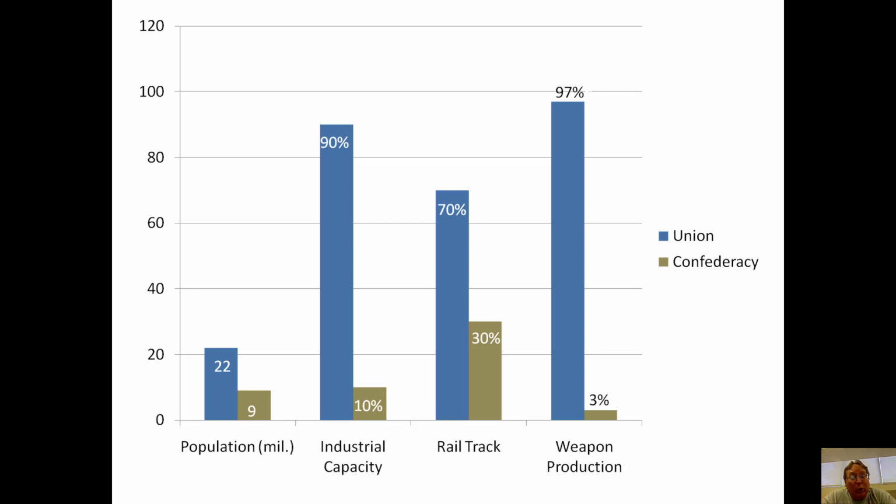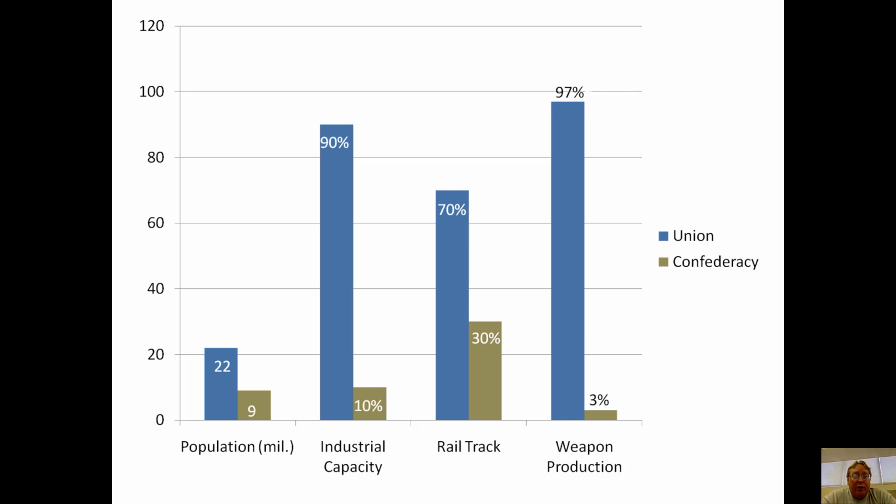Weapon production, something critical in a war. 97% of all weapons production is in the North, right? That's where the factories are. That's where they make the guns, the cannons, the ships, right? That's where it all takes place. The South has very little of all of that. So if you're somebody that supports the Union, supports the federal government here, you think, hey, we're going to win this thing easy, hands down.